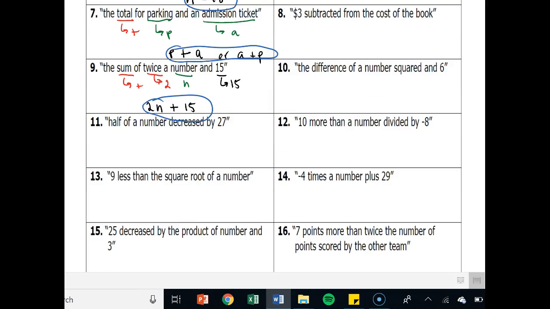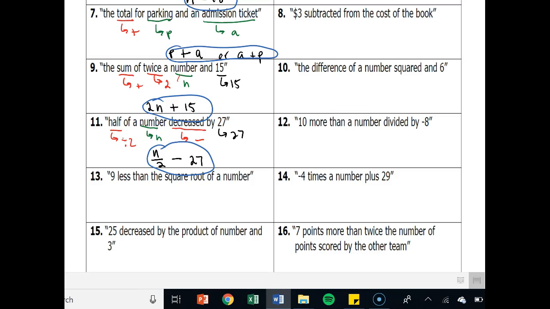Number 11, it says half of a number decreased by 27. So we got an operator word in half. That means to divide by 2. A number is a variable here, so n. Decreased by is another operator word. It means to subtract, and 27 is just a number in this case, right? So here's half of this number. If I wrote this, I could write n over 2, right? This is half of this number n decreased by, minus 27. That's our answer. n over 2 minus 27.